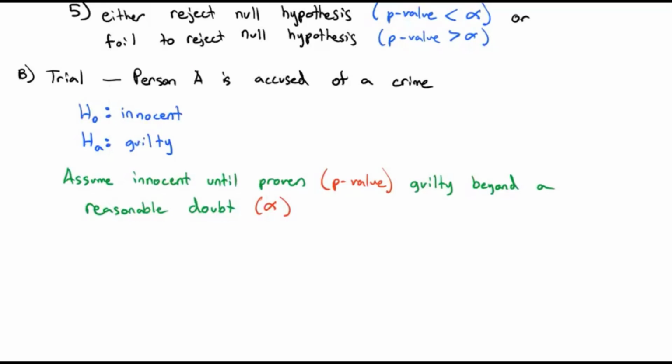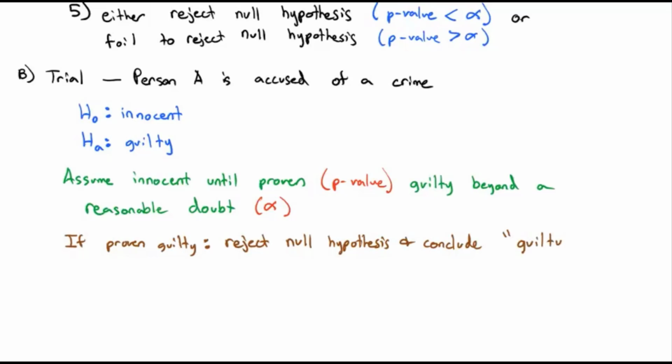And there's actually two conclusions that we can make. If proven guilty, if the p-value is so small, the probability they're innocent is so small it's beyond a reasonable doubt, we reject the null hypothesis and conclude the defendant is guilty.